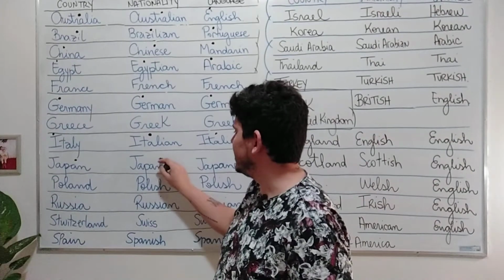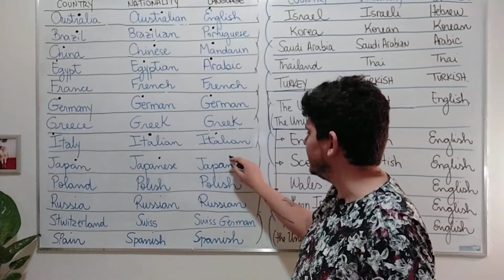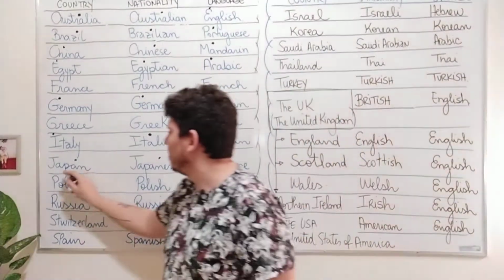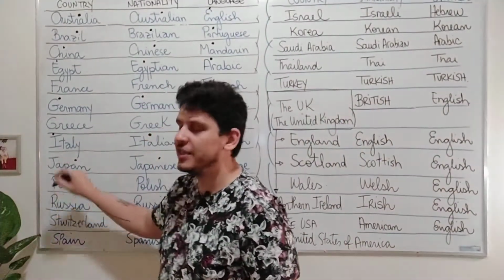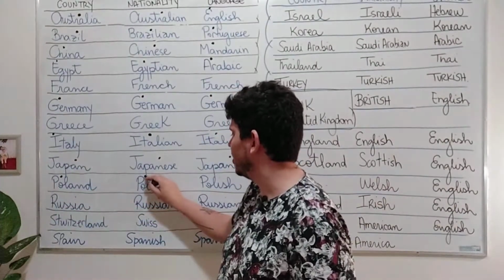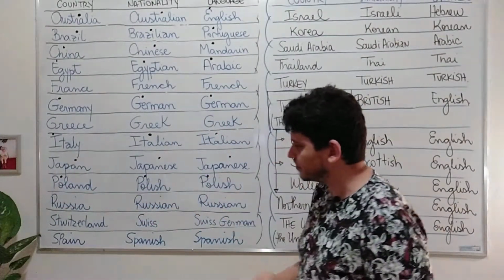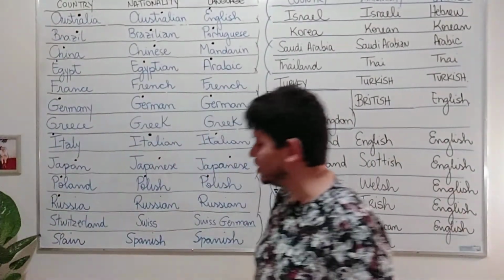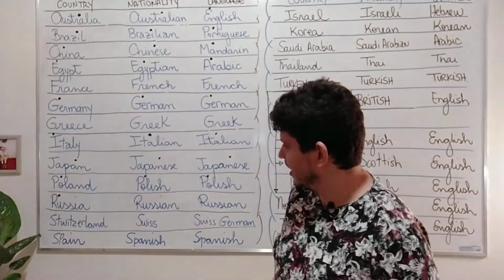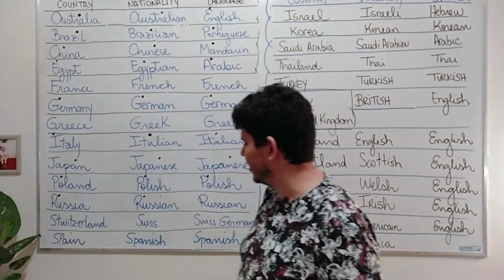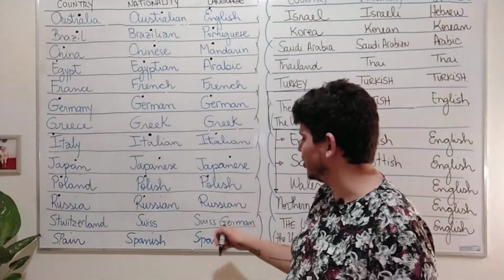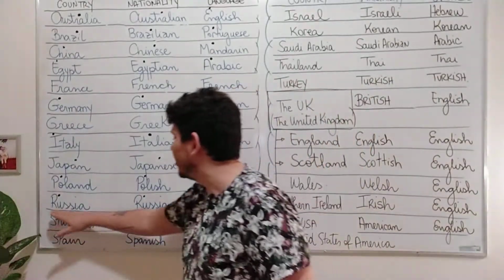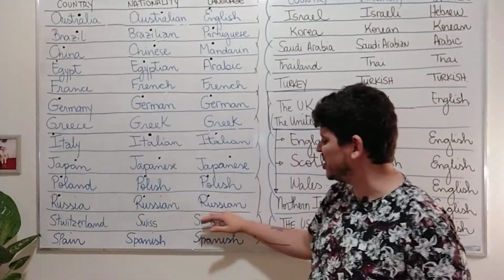Japan, Japanese. Japan, Japanese. Poland, Polish. Now, Russia. I love this country. It's a shame I have never been there. Russian. I've tried to learn Russian a couple of times already, but it's so hard. Russia, Russian.